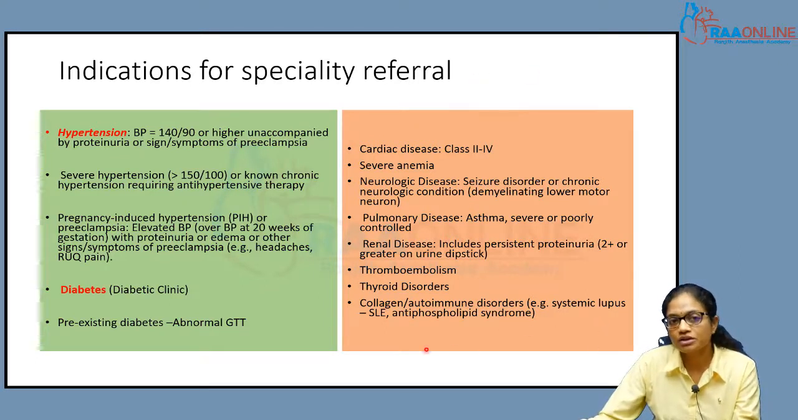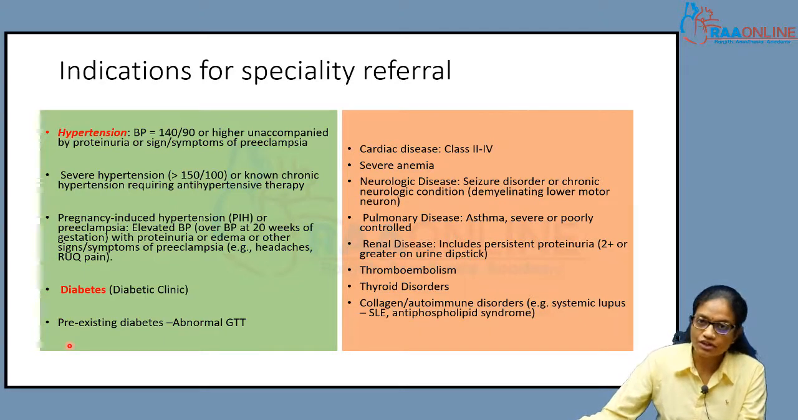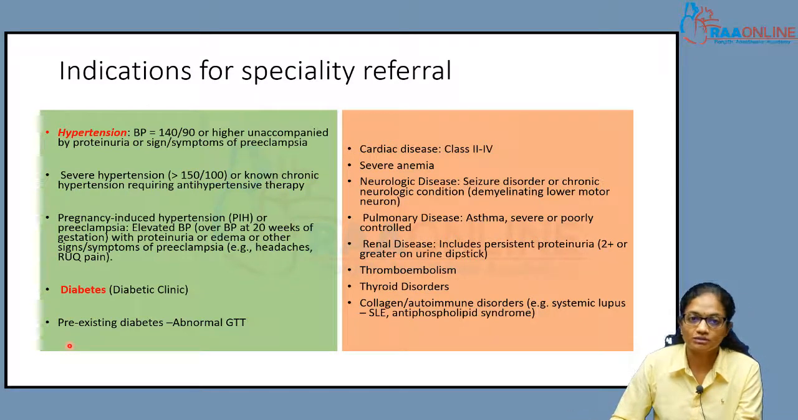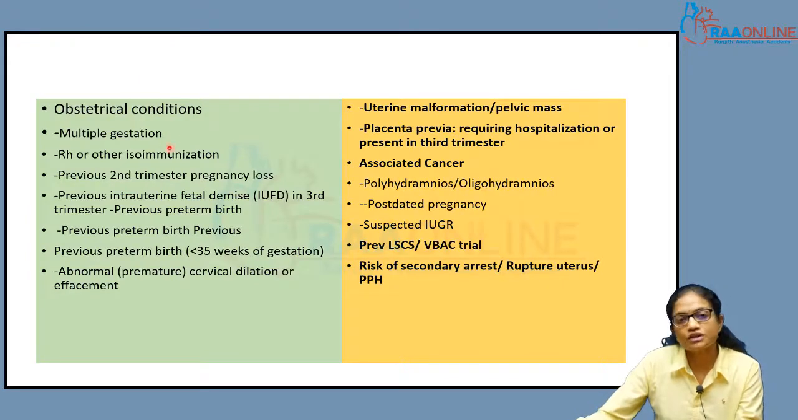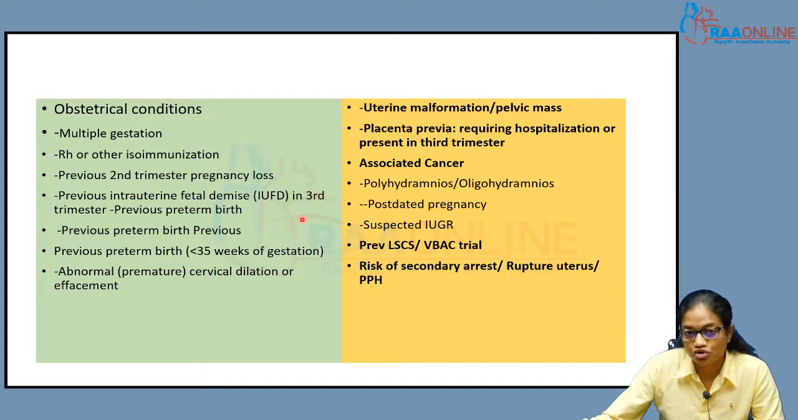So, as we mentioned, these are the high-risk category patients who need specialty referral for optimization, and then based on the risk stratification there, we decide where they can be delivered. So, what are the obstetric conditions that might need a center which has facilities? Multiple gestations, Rh isoimmunization, previous second trimester pregnancy loss due to abruption or IUD that can be quite traumatic, and you want to make sure that such things don't happen here.